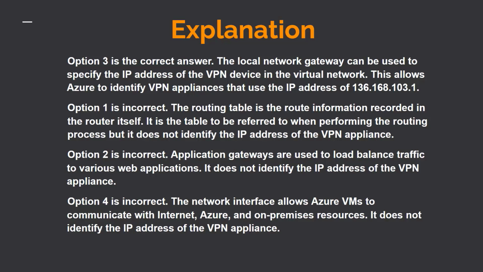The routing table is the route information recorded in the router itself. It is the table to be referred to when performing the routing process, but it does not identify the IP address of the VPN appliance. Option 2 is incorrect. Application gateways are used to load balance traffic to various web applications. It does not identify the IP address of the VPN appliance. Option 4 is incorrect. The network interface allows Azure VM to communicate with Internet, Azure, and on-premises resources. It does not identify the IP address of the VPN appliance.